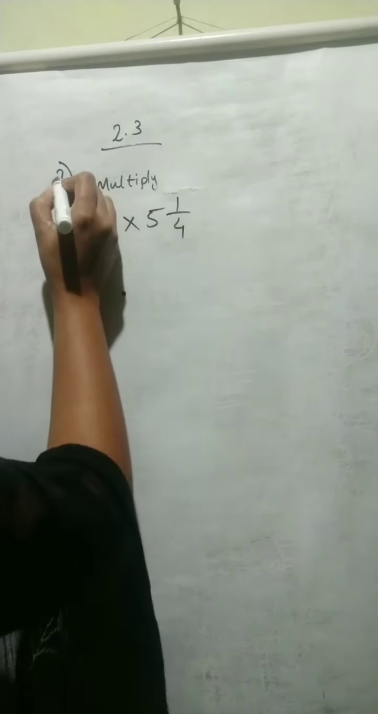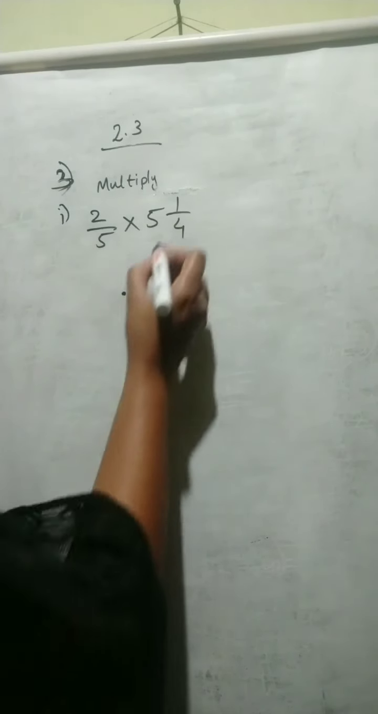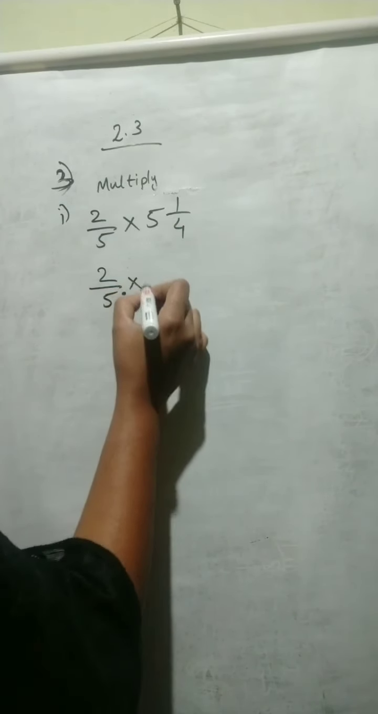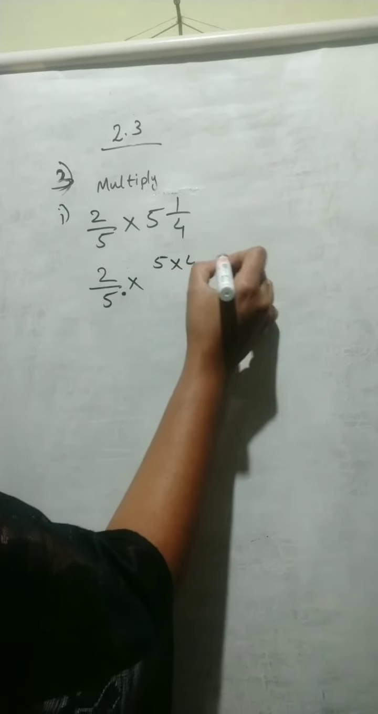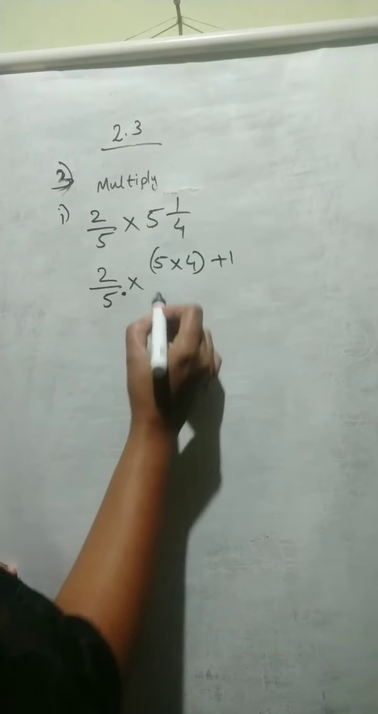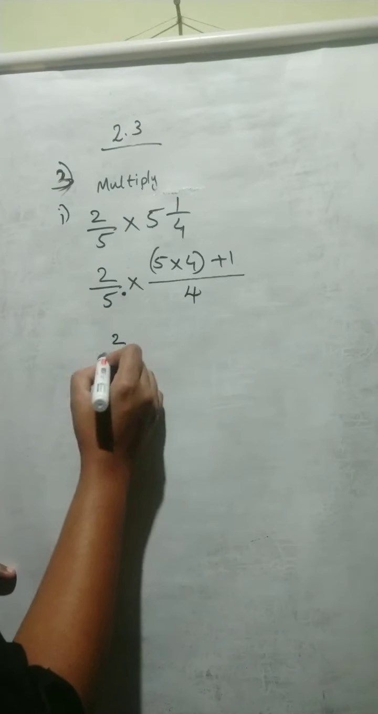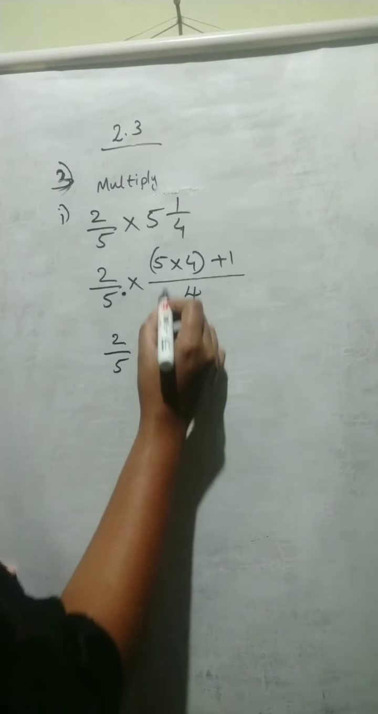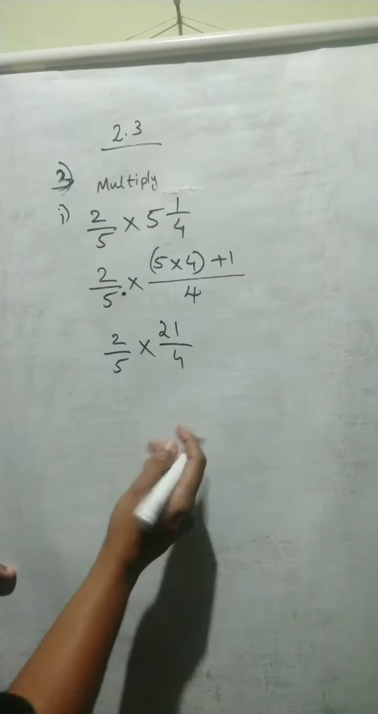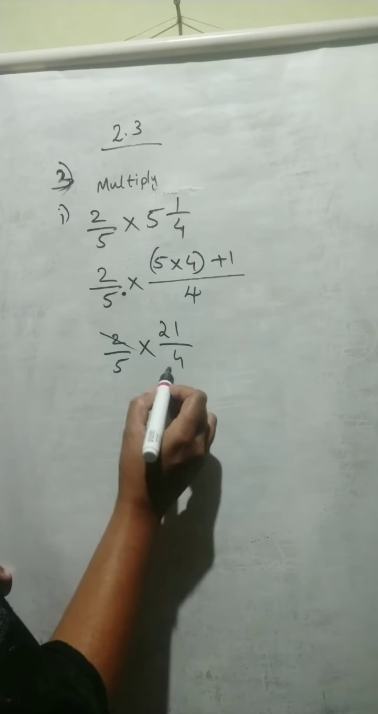Next, third group. 2 on 5 multiplied by 5 1 on 4. This is in the form of mixed number. So as usual, our first step is we have to convert this into the improper fraction. That is whole number times denominator plus numerator, the whole divided by denominator itself. So 2 times 5 multiplied by 5 times 4, 20. 20 plus 1, 21 on 4. Next we can do as in the group 2. That is we can cut this 2 and 4.